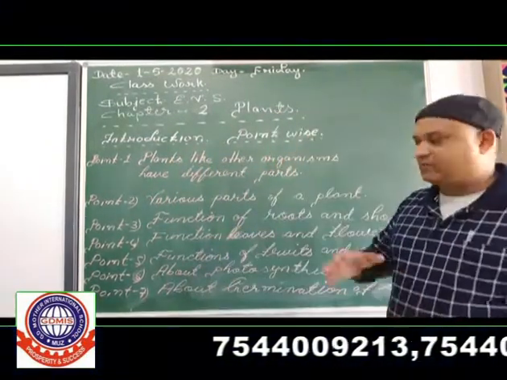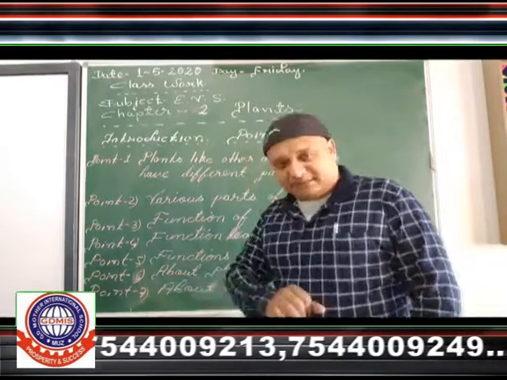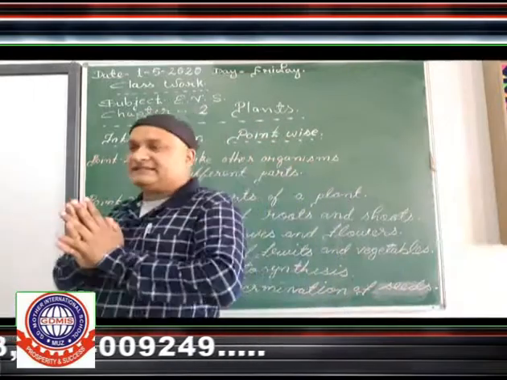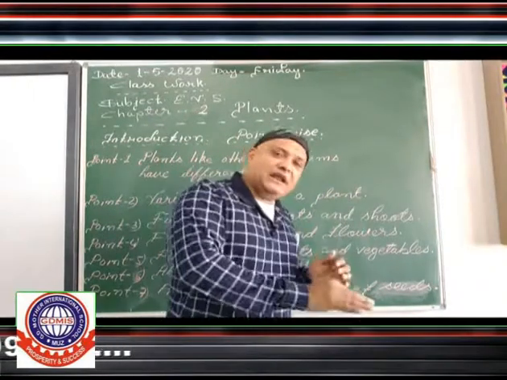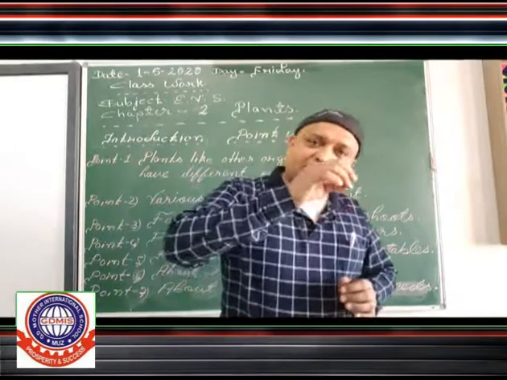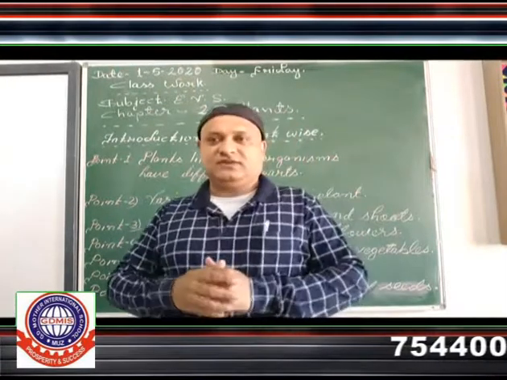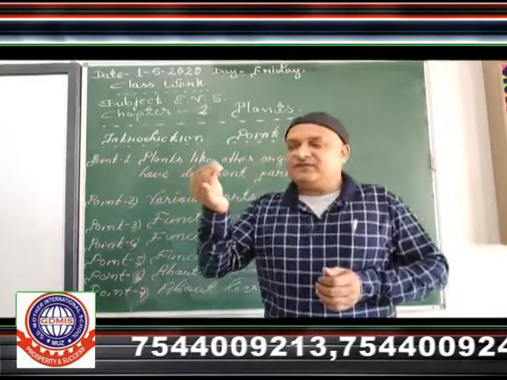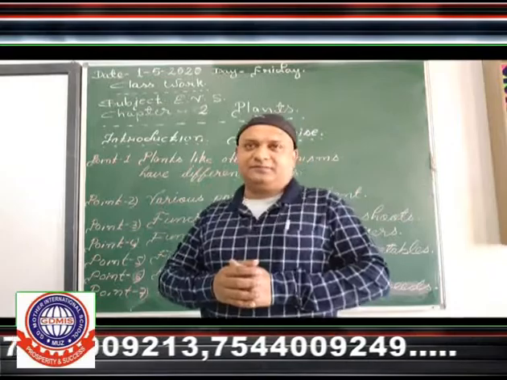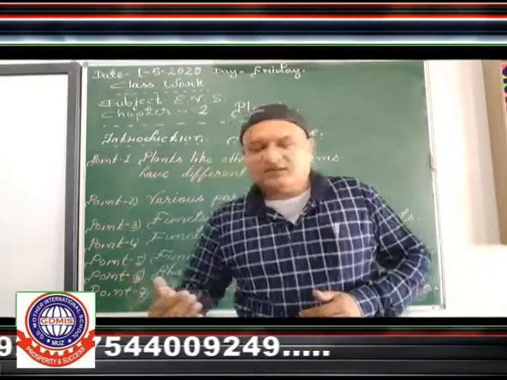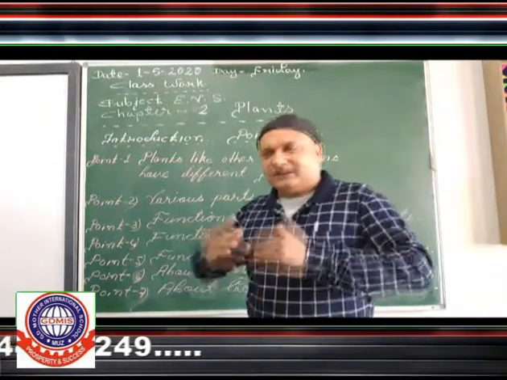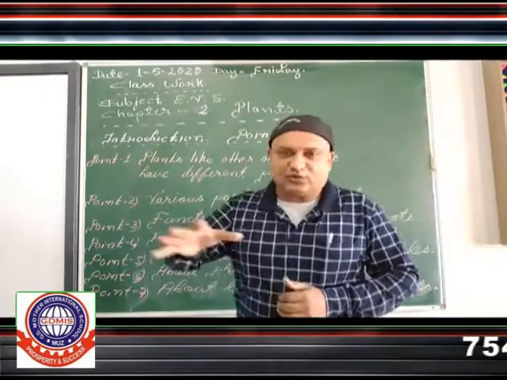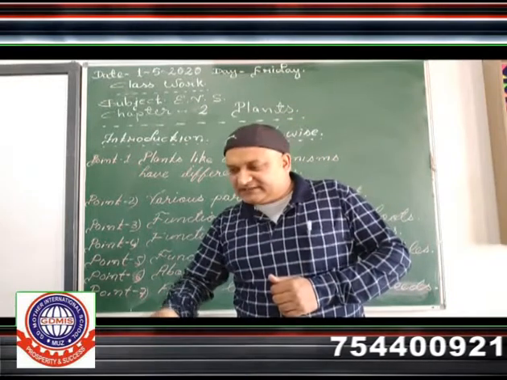The last point is point number 7, germination of seed. Germination of seed is how a baby plant grows from the beginning to the end. For example, when we take a seed and sow it in the soil, gradually after a few days, when sunlight falls on it and we put water, you see the seed starts growing.